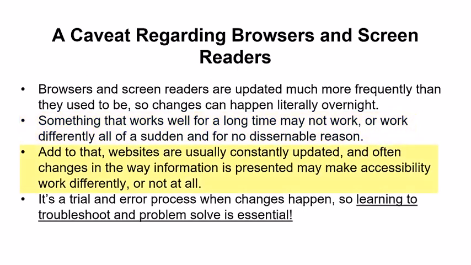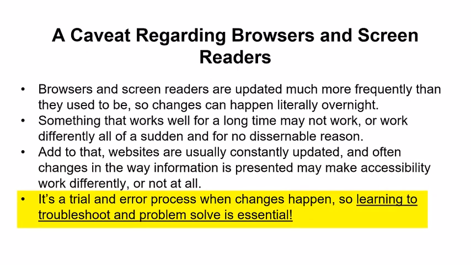And added to that, websites are usually constantly updated. And often changes in the way that the information is presented can make accessibility work differently or even not work at all. When changes happen, it's a trial and error process. So learning to troubleshoot and problem solve is essential. Problem solving and troubleshooting often can be a challenge for our students. So the more opportunities to learn and practice these skills can be very beneficial to them in the future.